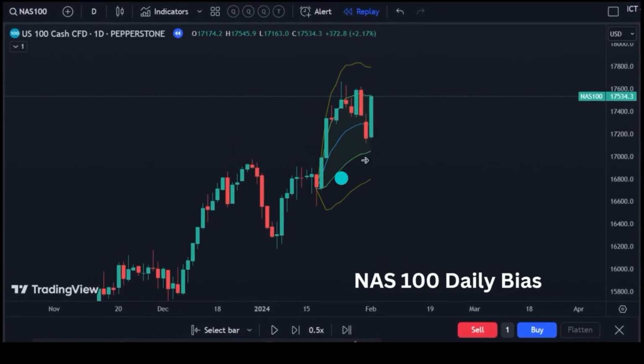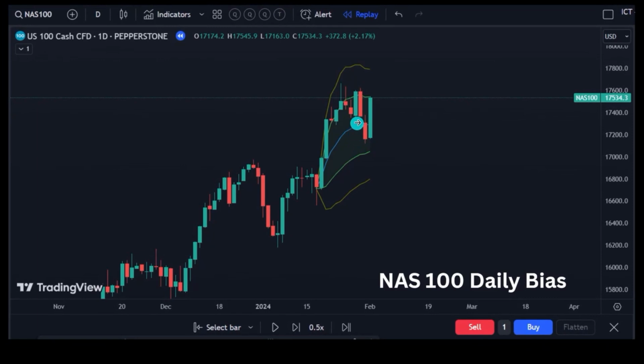Price then closes back above that center line. If you're using this as a daily bias, you're looking for price to move to the upside because price closed below the center line and did not continue. Once it closed above the center line, you're looking for price to continue higher. And since we've already reached the first standard deviation, we're looking for the second standard deviation.